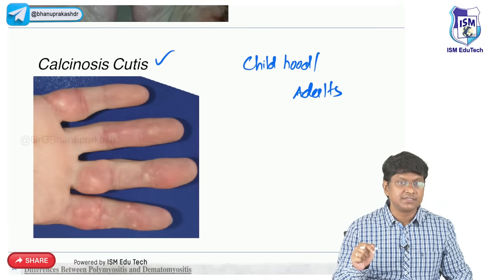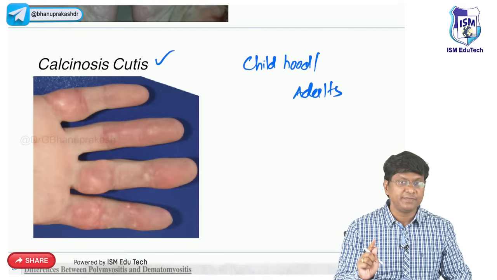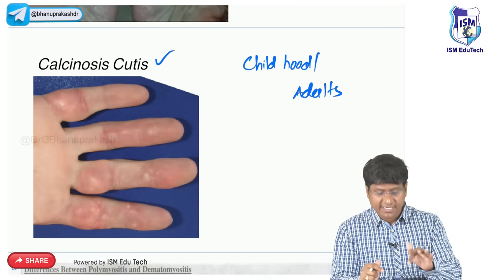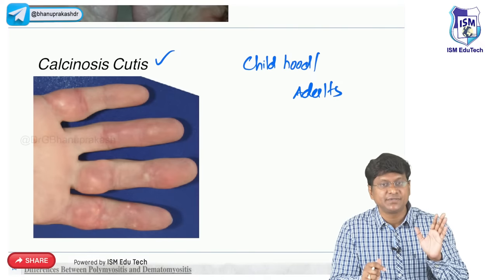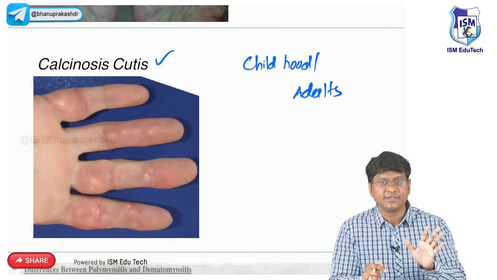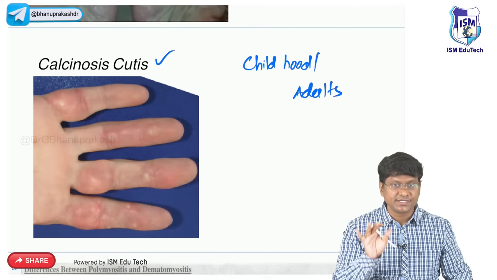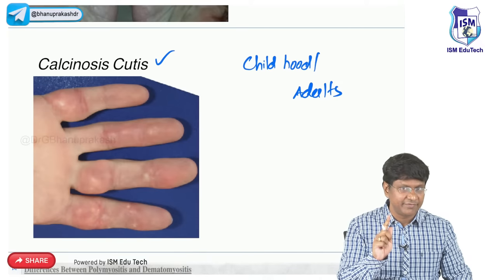In case of this dermatomyositis, there is no familial association, but there can be extramuscular manifestations. What is that extramuscular manifestation? That is nothing but your skin involvement. Okay, right. So this is about your dermatomyositis, and you need to be very much aware of the antibodies.